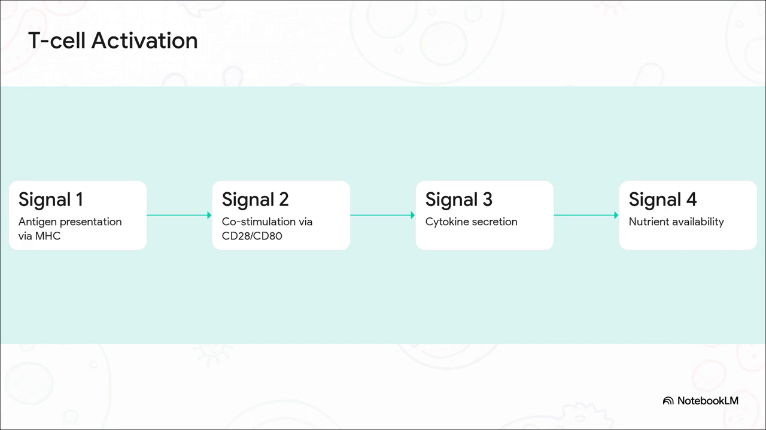Next up, signal 3 is cytokine secretion, which dictates exactly what kind of T cell it's going to become. And finally, signal 4 is nutrient availability, providing the metabolic fuel needed for the massive cellular cloning that's about to kick off. All 4 of these must be present to ensure it only attacks a genuine threat.